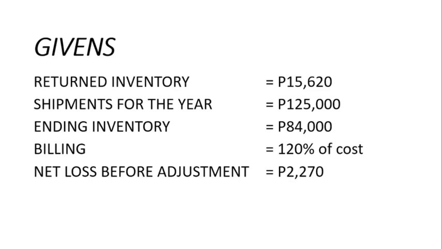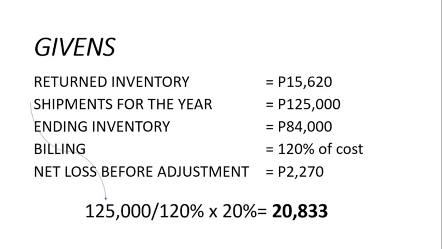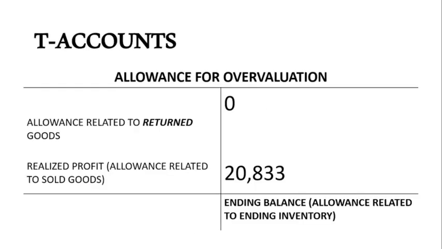The shipments for the current year is 125,000. And thus, 125,000 divided by 120% times 20%, and so we have 20,833. And so we post 20,833 to the allowance for the current year shipments.